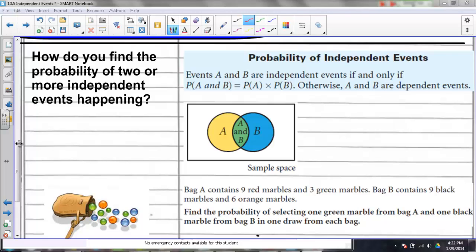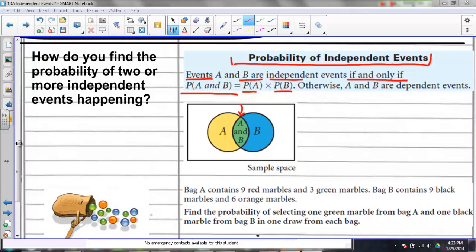Now let's try to find the probability of two or more independent events. So over here I've got this definition for probability of independent events, and what the definition says is events A and B are independent events if and only if the probability of A and B is equal to the probability of A times the probability of B.